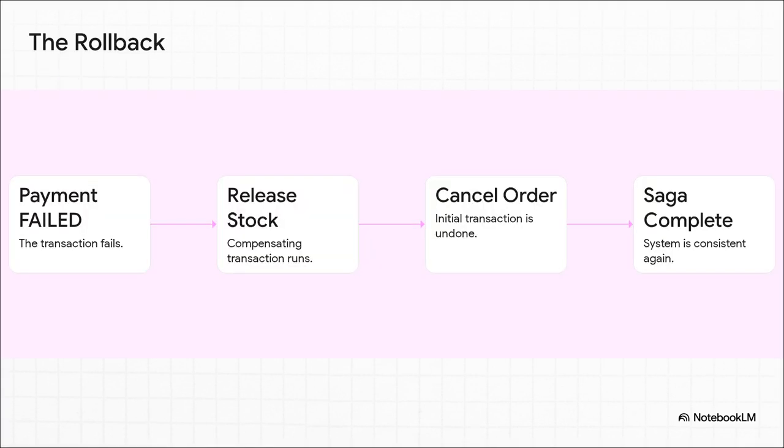This is the magic. Since the payment failed, the Saga starts running those compensating transactions, but in reverse order. So if the stock had already been reserved, it gets released. Then the original order is marked as canceled or failed. And the end result? The system is back in a perfectly consistent, clean state. It's like the order never even happened. No data corruption and no angry customers.